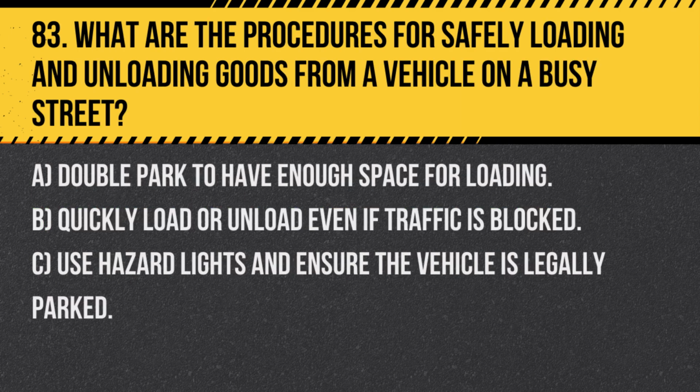Question 83. What are the procedures for safely loading and unloading goods from a vehicle on a busy street? A. Double park to have enough space for loading. B. Quickly load or unload even if traffic is blocked. C. Use hazard lights and ensure the vehicle is legally parked.